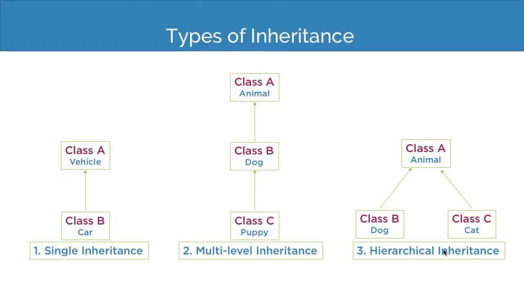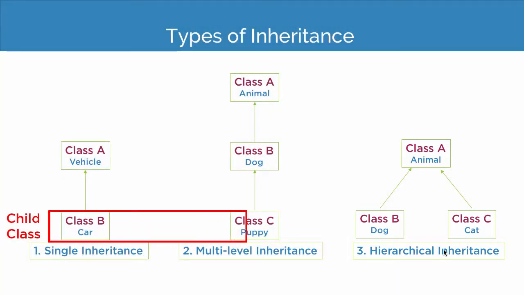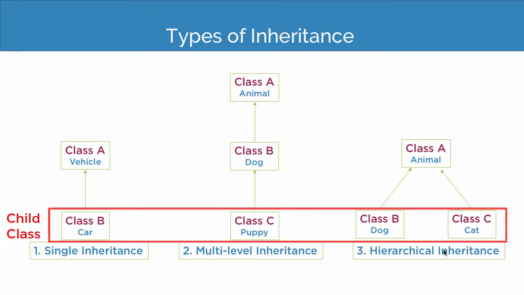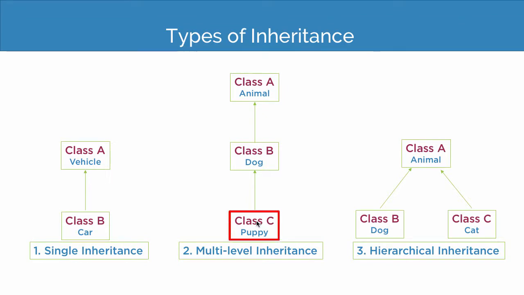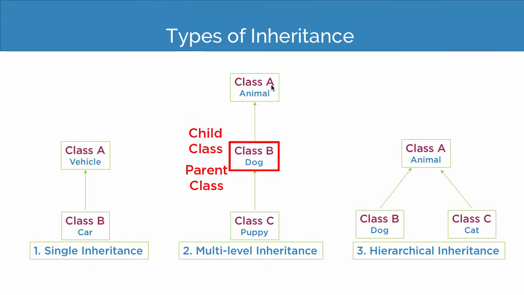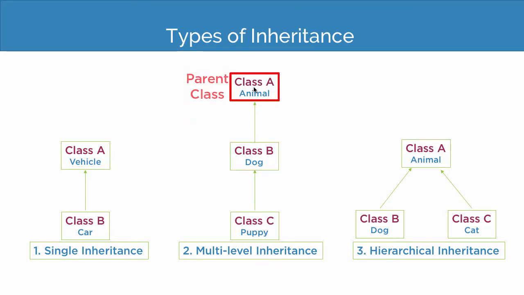Now if you notice, in all the cases, we have class B, class C, and again class B and class C as the child class. And if you notice, this class A of vehicle and this class A of animal are actually the parent class. But here at the center, in case of multi-level inheritance, we have a different scenario. This class C is the child class, no doubt in that. But this class B is acting as a parent class for this class C, but it is acting as a child class for this class A. And this class A at the top is actually the parent class.